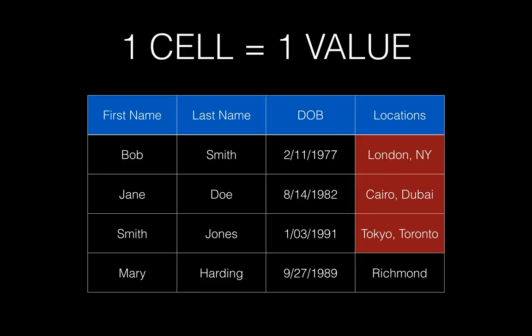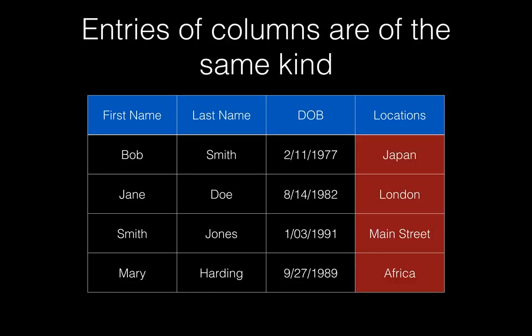Additionally, each cell, the intersection of a row and column in the table, must be single-valued, meaning we don't want to put something like a location column that has two different values in the same field.